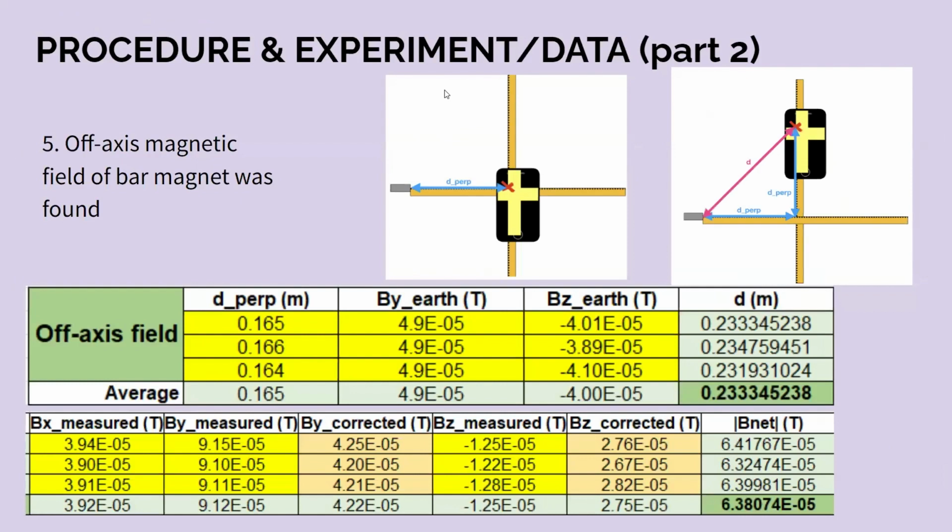And for the second part of the experiment, we found the off-axis magnetic field of the bar magnet using the procedures as described in the lab protocol. And basically, we found out that the d-perp as averaged out was 0.165, which I inputted into the code. And we corrected for the different components, the XYZ components of the magnetic field, because of the magnetic field of the Earth. So as you can see here, the Y component that we measured was much higher than the corrected version. And this is because we're taking into account the magnetic field of the Earth.